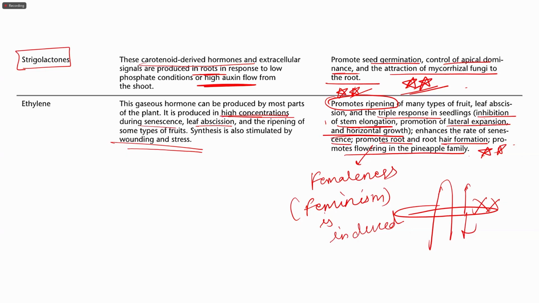So these are the major plant growth regulators, and these are the plant growth regulators that we see play important role in the growth as well as in the development.